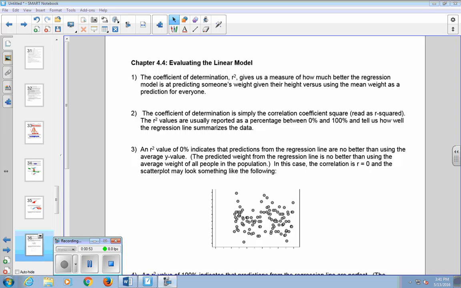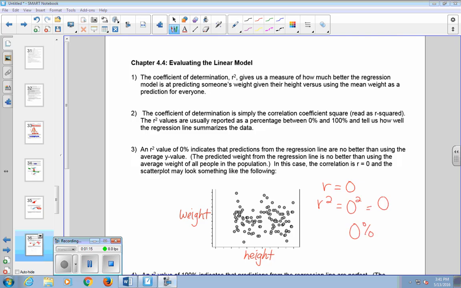So you imagine having height down here, and weight. Again, knowing someone's height isn't going to help us predict their weight. So if the correlation is 0, notice that r squared is equal to 0 squared, or 0. And in percent form, this is 0%.